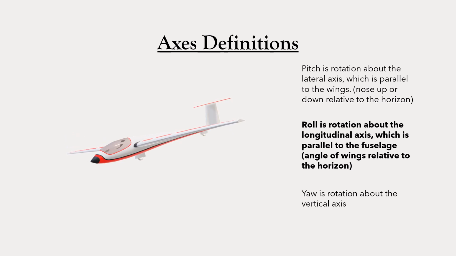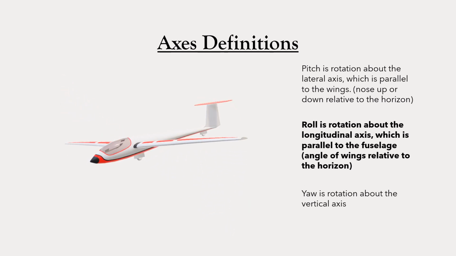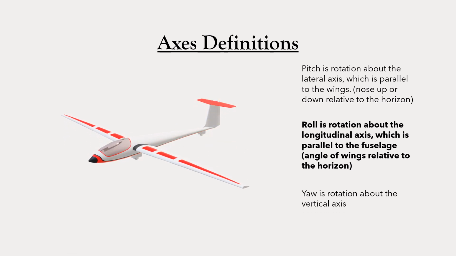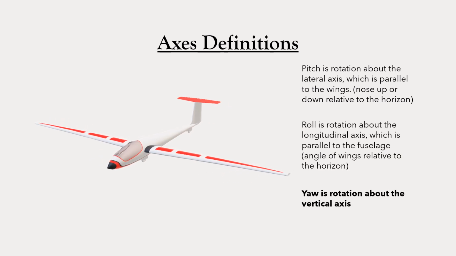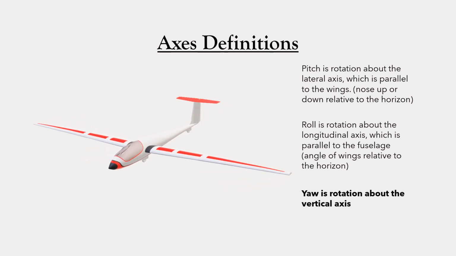Roll refers to rotation about the longitudinal axis. So that refers to the wings being angled relative to the horizon. Yaw refers to rotation about the vertical axis.